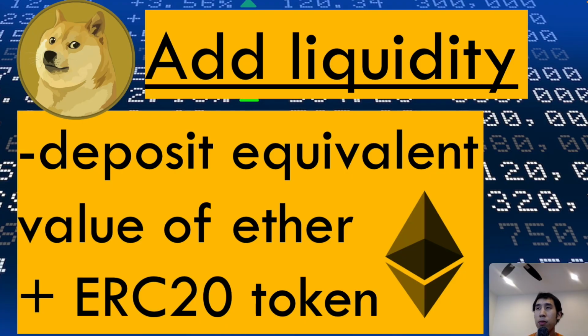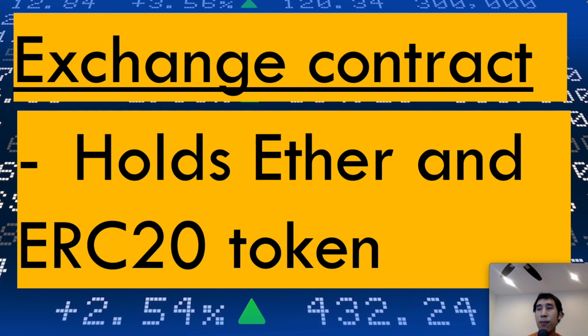So how do liquidity pools work in Uniswap? To initialize a pool, a depositor will deposit equivalent values of Ether and an ERC20 token. Therefore, an exchange contract will hold some amount of Ether in its balance and also some amount of ERC20 token.